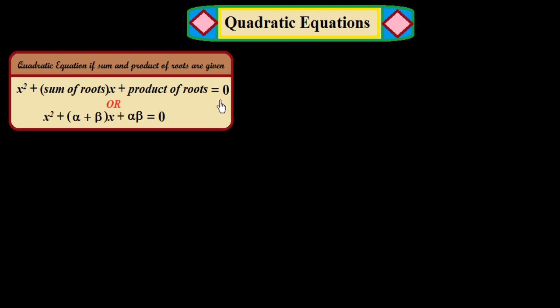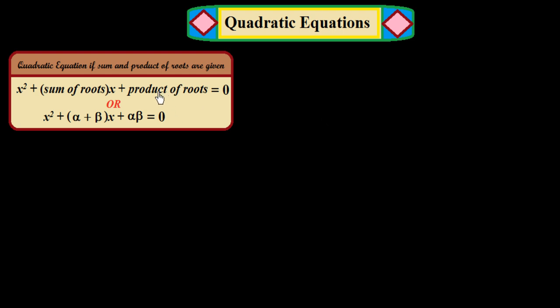First of all, we will use the formula for the equation, which is x square plus sum of roots into x plus product of roots is equal to 0. In other words, we could say that x square plus alpha plus beta into x plus alpha into beta is equal to 0. We will put the sum of the roots here and the product of the roots here, and we could get the required equation.